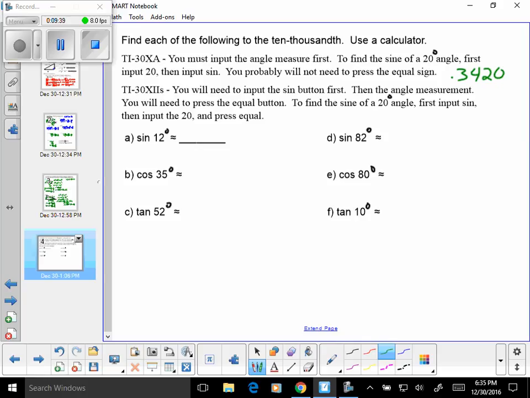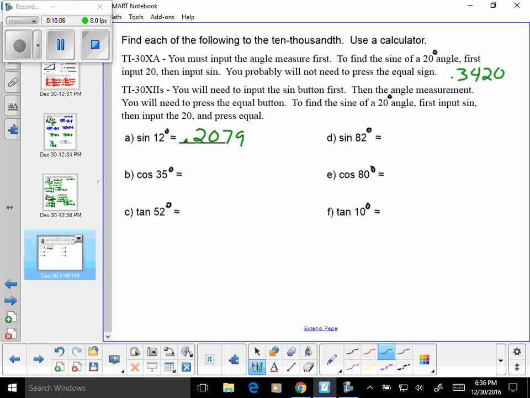Now the 30X Roman numeral 2S works a little differently. There you are going to push the sine button first, then the 20, and then you have to press equals and round off. But you should again get 0.3420. So if we do the sine of the 12-degree angle, you should get 0.2079.